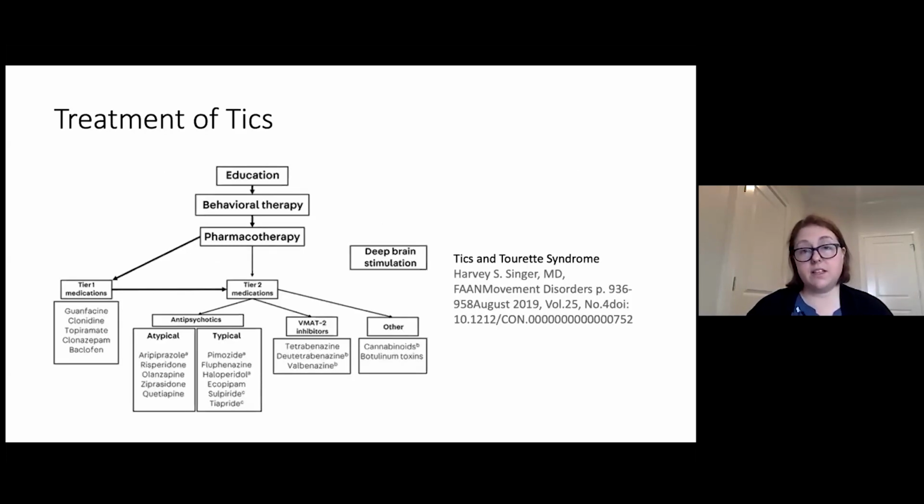The treatment of tics is education and behavioral therapy, as was the case for this patient. And then there are quite a variety of pharmacologic options that I've shown here. The tier 1 medications include guanfacine, clonidine, topiramate, clonazepam, and baclofen. So that's why this patient was trialed on guanfacine, because he was treatment naive. All of these medicines have a variety of side effects. So if people fail the tier 1 medicines, often due to side effects, then you can consider these tier 2 medicines.